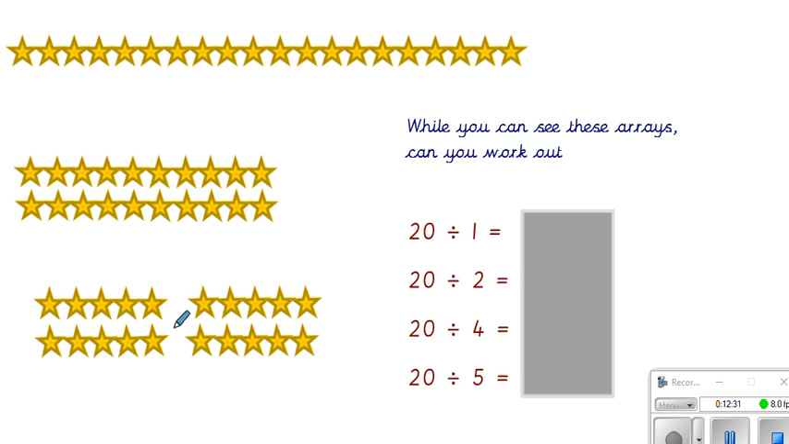While you're looking at the arrays, think about sharing. 20 stars divided by 1. 20 shared by one person, if you like. So if you divide 20 by 1, what do you get? If you divide 20 by 2, or half of 20, what do you get? And what do you get if you divide 20 by 4, or by 5? Remember, it's the opposite to multiplication. See if you can work that out. You might want to pause the video, because I'm about to show you the answers.